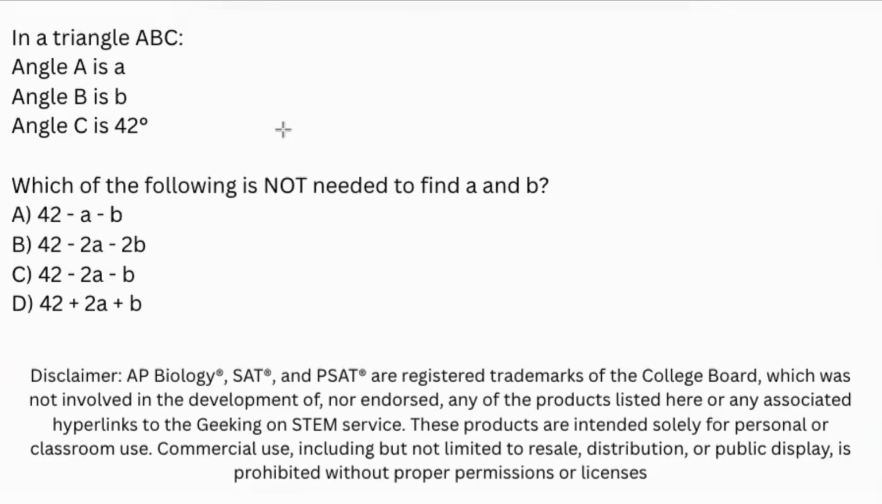So, for example, they tell you that there is a triangle and they don't give you the shape of the triangle. You have to draw it out yourself, and that's done on purpose. They let you know that angle A is A, angle B is B, and angle C is equivalent to 42 degrees. You are told to find which one is not needed to find A and B. So there are going to be three that are equivalent to find A and B, and one that is not.